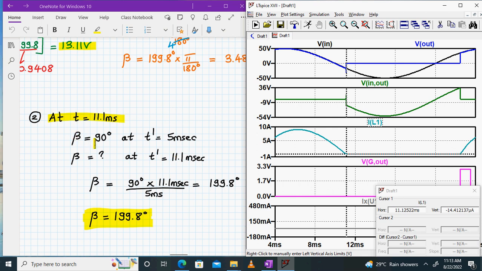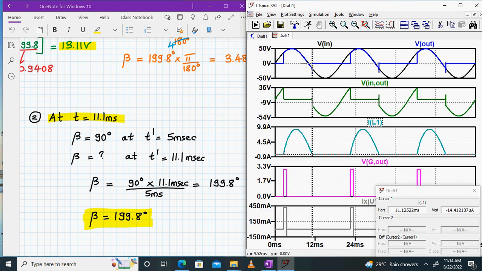So we know for beta equal to 90 degrees, the time delay t dash will be around 5 milliseconds. So what will be the value of beta at 11.1 milliseconds, right? We can cross multiply and check it out. The beta value is coming out to be 199.8 degrees. So we can clearly see that around this point we get 180 degrees, and the current continues further than this 180 degrees even when the input is going negative, right? That is because of the RL load. So this is how you calculate the value of beta.